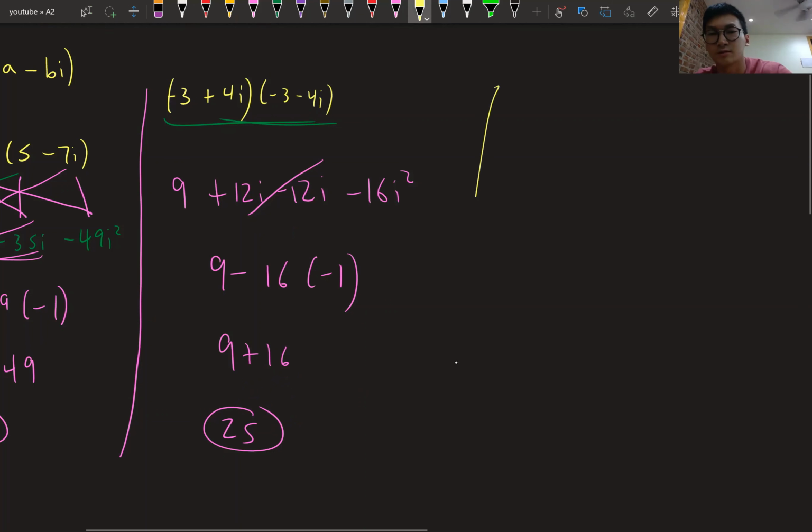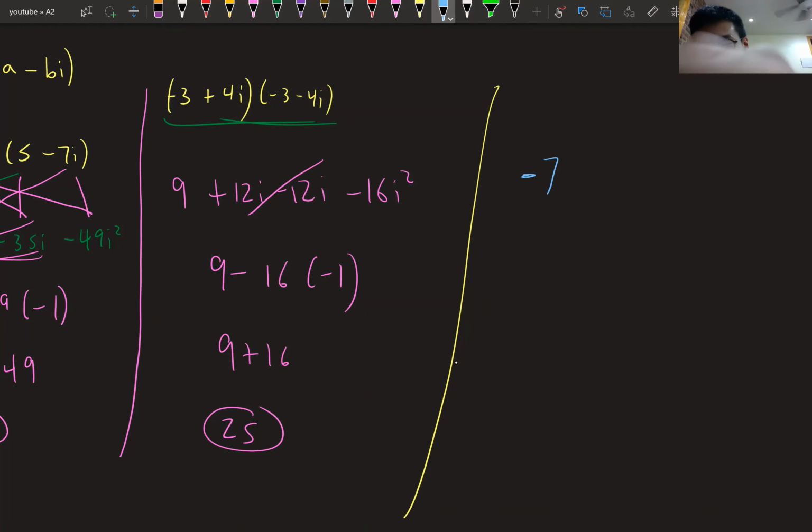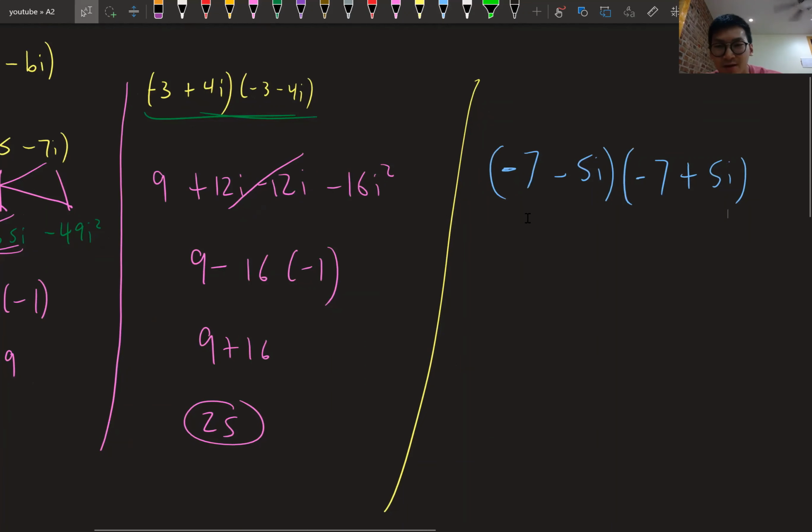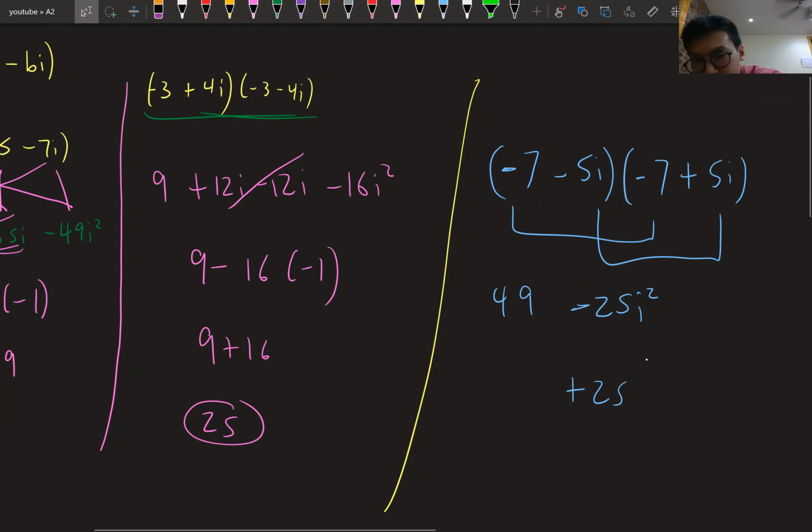So how many examples am I doing? -7 minus 5i. Multiply that with its conjugate pair, -7 plus 5i. You don't need to FOIL this out entirely. You just multiply these two terms, which is going to be 49. And then these last terms, that's going to be -25i squared. And i squared, once again, is -1, so this is going to be plus 25, and then 49, so this is going to be 74.